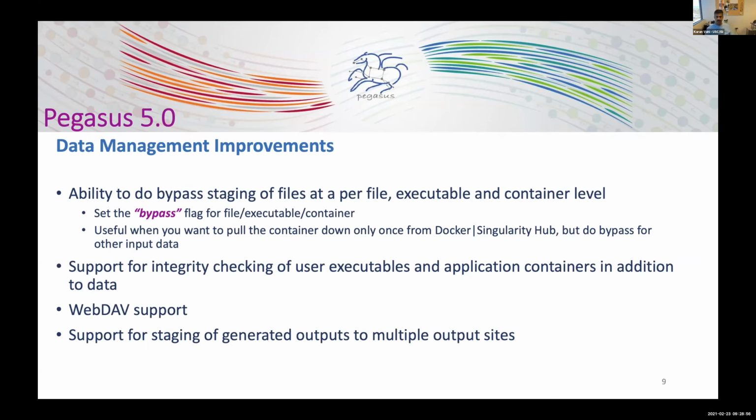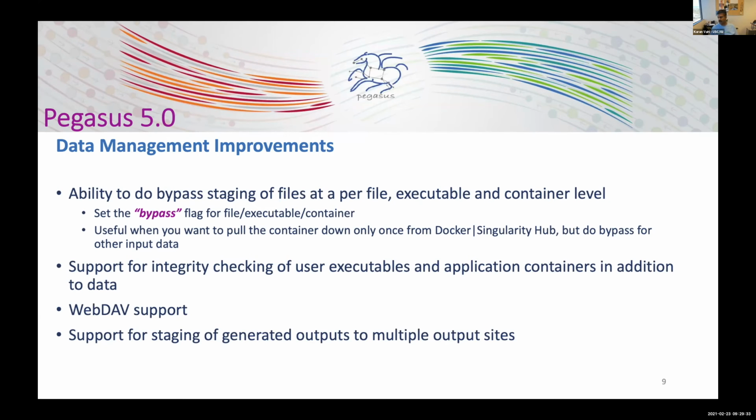Some other data management improvements which we've rolled out is more fine-grained control about bypassing staging of files, so at a per file, executable, or container level. So by bypass staging, what we mean is that, let's say you have your data sets at a particular location, and you don't want them to be staged separately using the Pegasus added data staging jobs, but have the job work within the input data sets directly. You can use that.